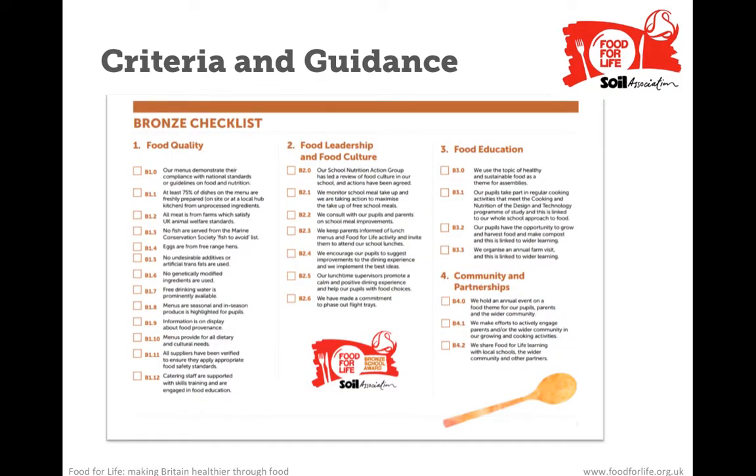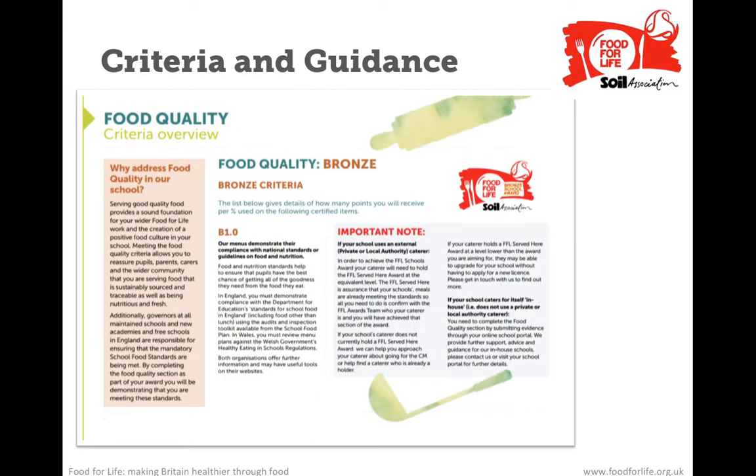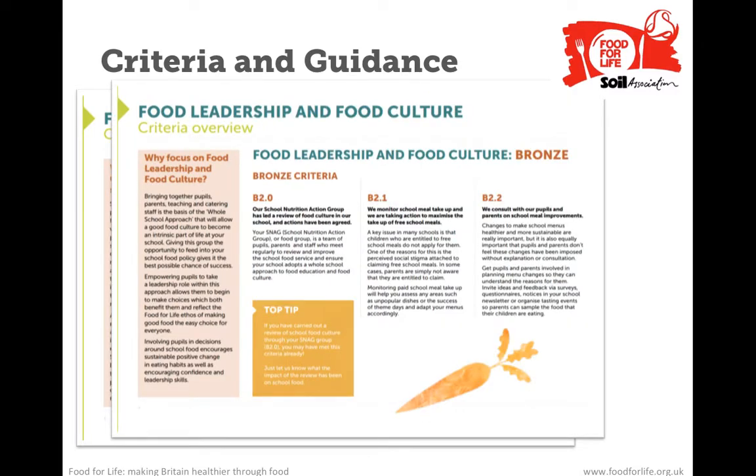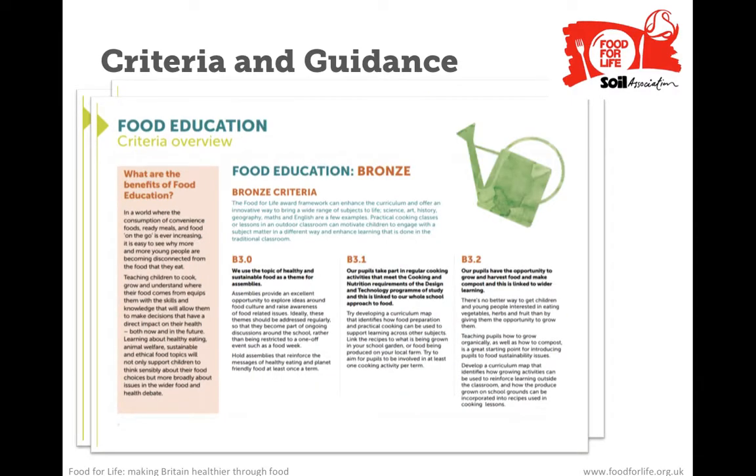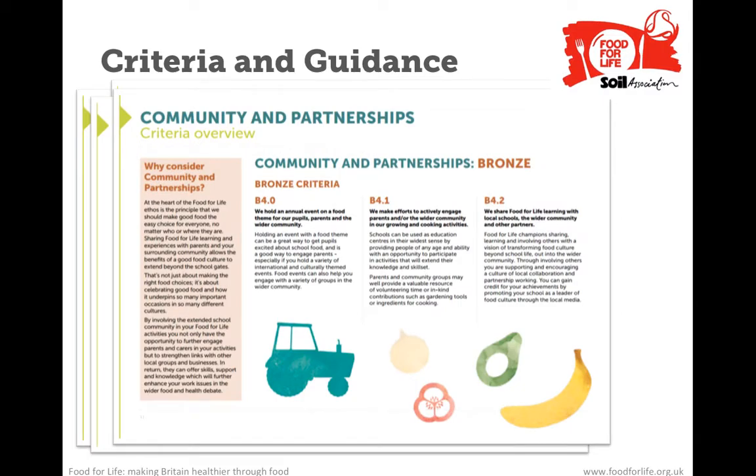You'll also see on the first page an overview of the Bronze Award criteria. This is a really great tick list. Feel free to scribble all over this page, it's yours, and you can tick off criteria as you go, or you can highlight anything that you're finding particularly tricky. It's really great. Then as we go through the booklet, you'll see the 4 different areas of the award and all of the criteria in each of those areas in a bit more detail. So there's the food quality section, food leadership and food culture, food education, and community and partnership.